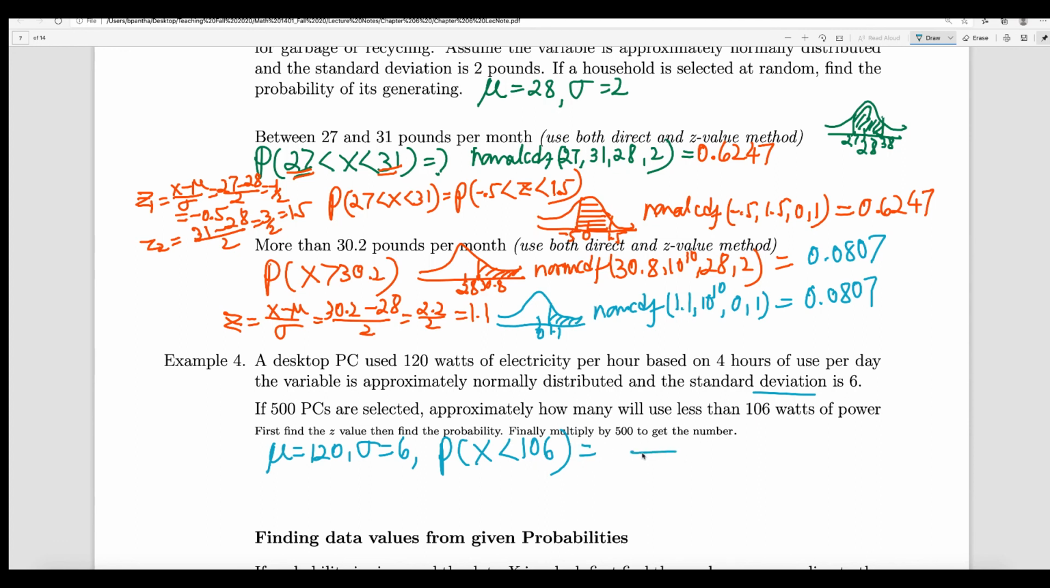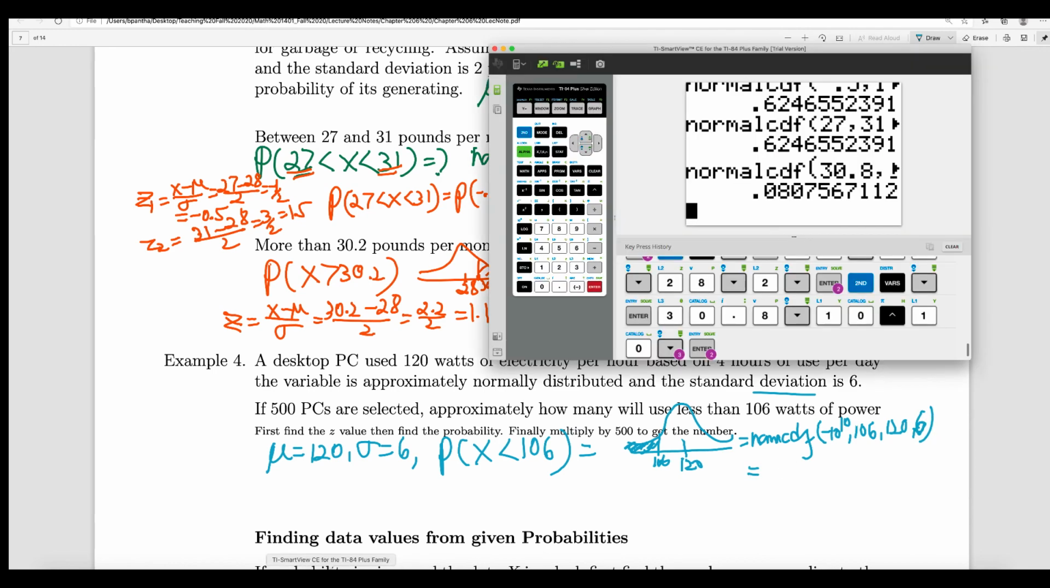Here the mean is 120. It says less than 106. 106 may be somewhere here, so the question is asking less than this. You are trying to find out the probability less than 106. So what is the normal CDF? Norm CDF, left bound is negative 10 to the 10. Right bound is 106. Mean is 120. Sigma is 6. If you do that, you will get the probability.